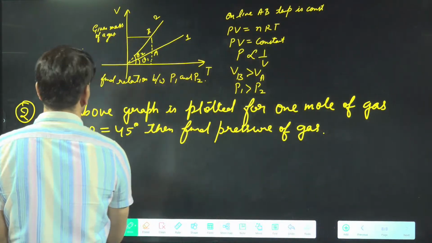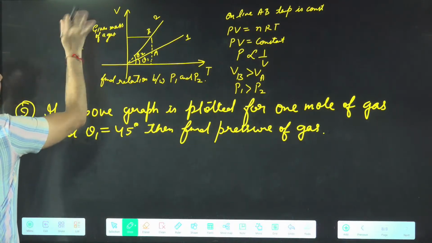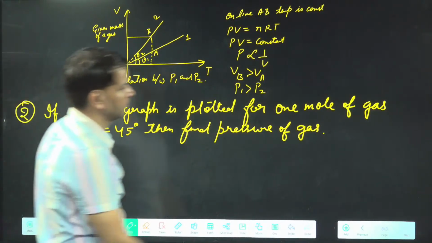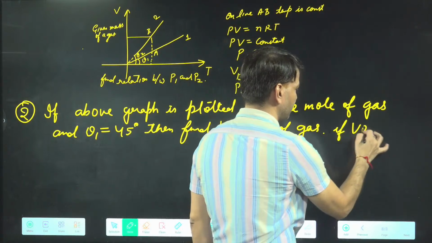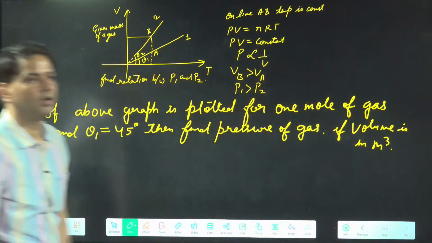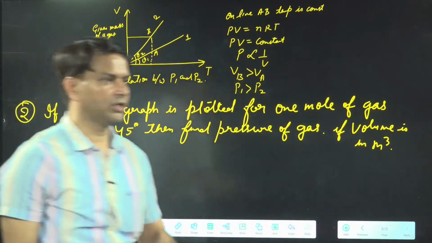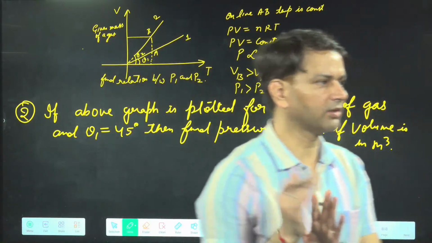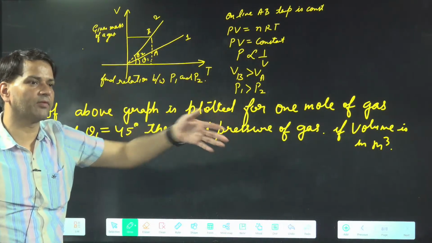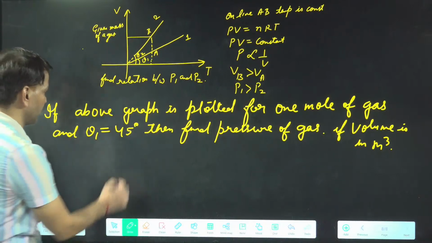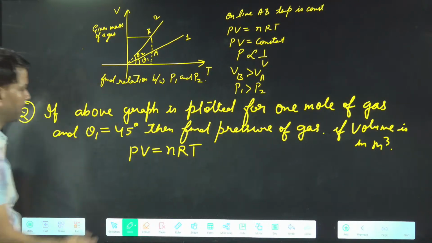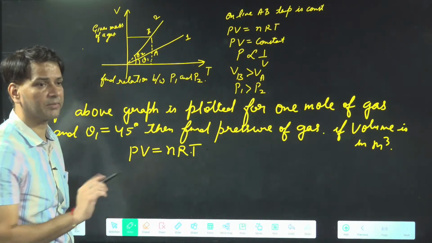Volume I am taking in meter cube, V is in meter cube and the temperature in Kelvin. Now here how will I use the slope? Slope is equal to what? I said we have only one equation in this chapter, PV is equal to nRT. I plotted the graph between V and T, and in the graph of V I am getting a straight line.